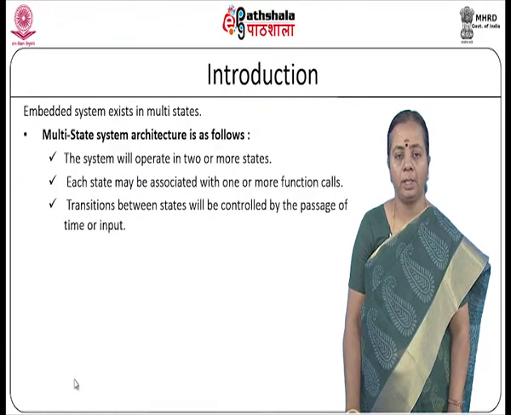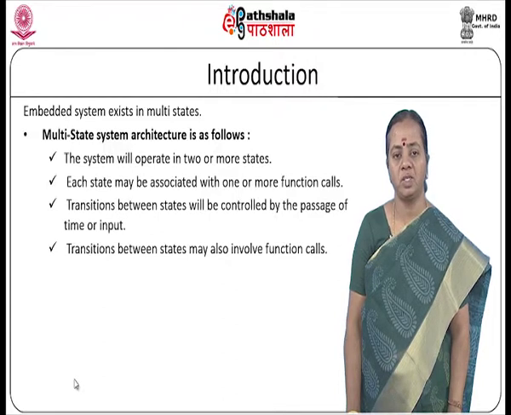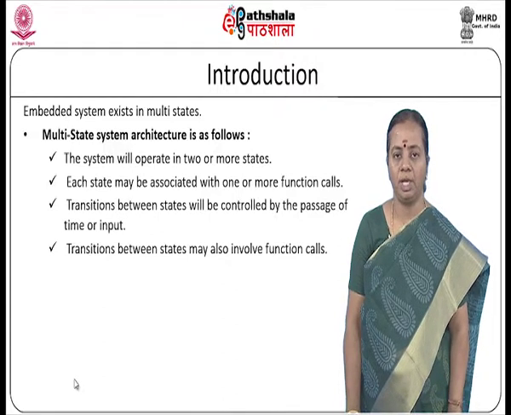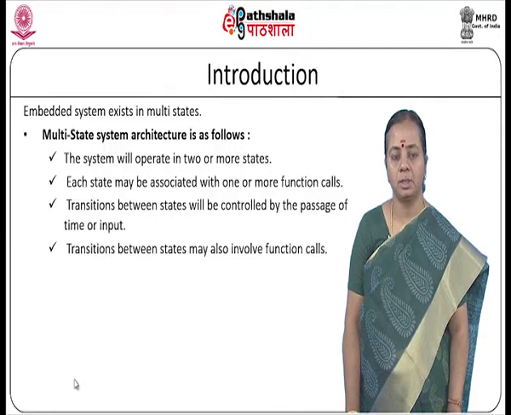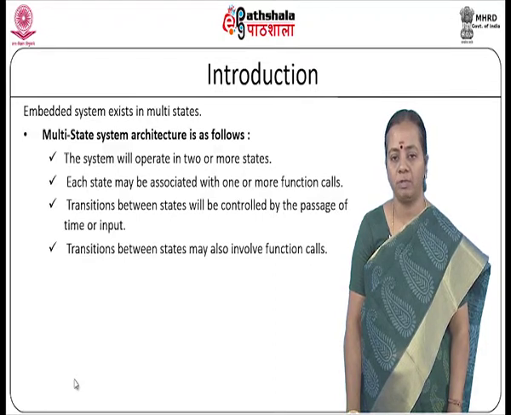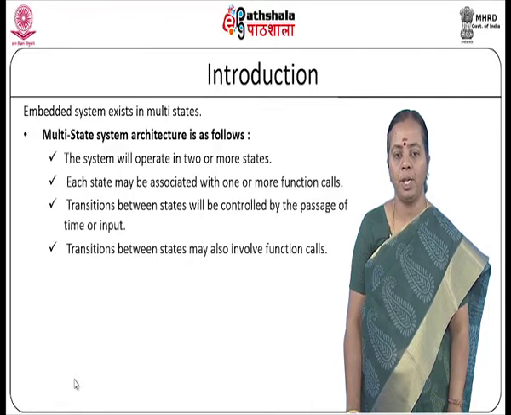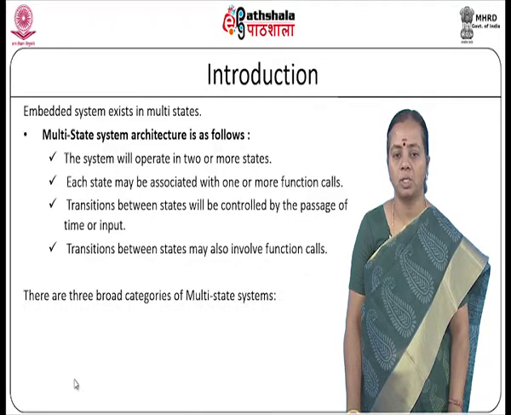When you are looking at an embedded system, it will exist in many states, that means multi-states. A multi-state system architecture has the following properties. The system will operate in 2 or more states and each state may be associated with 1 or more function calls. The transition between the states will be controlled by the passage of input or time, or input or time. The transition between the states may also involve function calls.